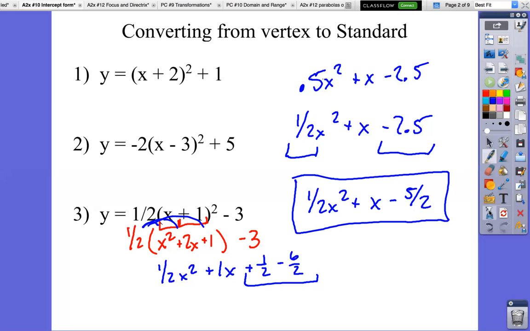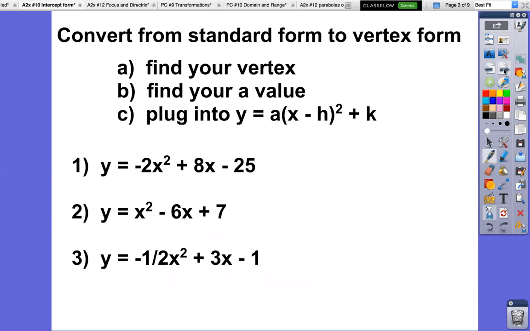All right. Now, due to time, we have to move on here. So hopefully that makes sense. You need to practice that a little bit. But here's number 2. What if we're trying to go from standard form to vertex form? All you have to do is find your vertex and your a value and plug it into the equation.